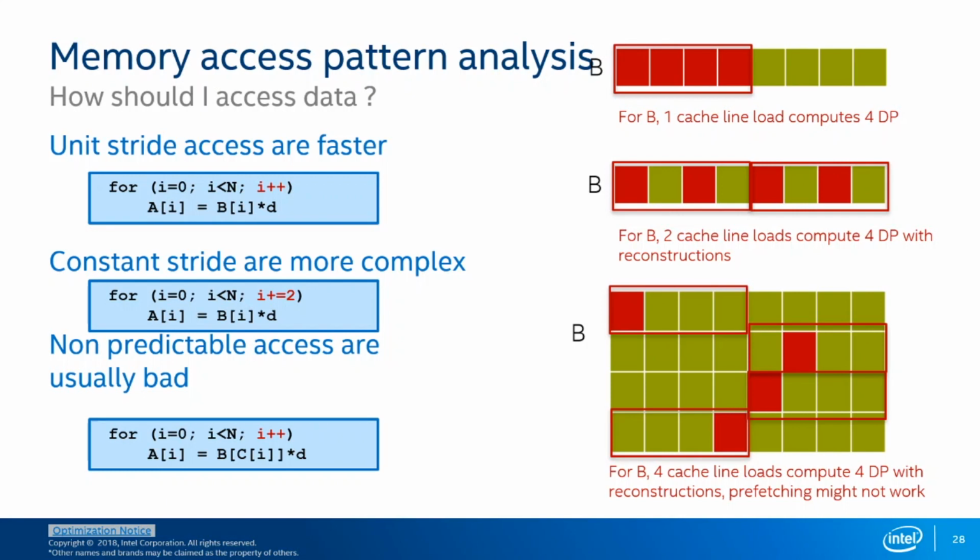Then the next one would be constant stride, where we iterate by a constant increment. This is not as optimal as far as access goes, but it's still not too bad because KNL has prefetching, so it might help you out by loading the subsequent elements before you actually need them. And finally, we have irregular or non-unit stride access, where we have just random access in memory, and this has the highest penalty in terms of performance.